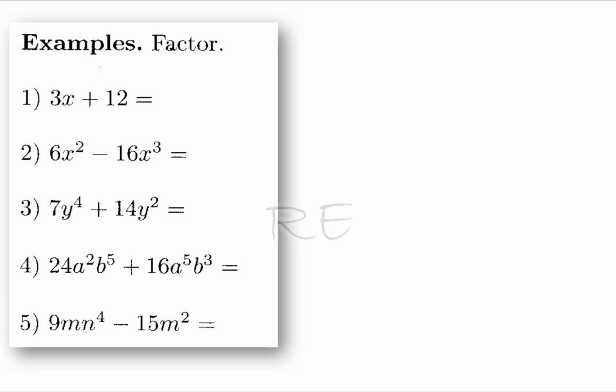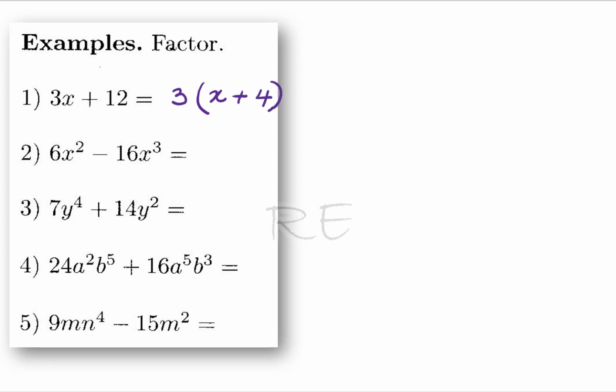The greatest common factor between 3x and 12 is 3. Therefore, we are going to factor out 3. Then the other factor is x plus 4.